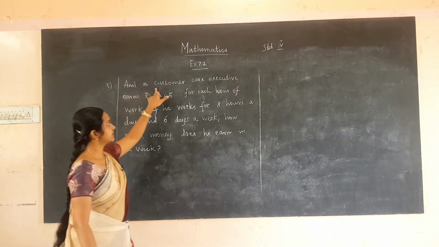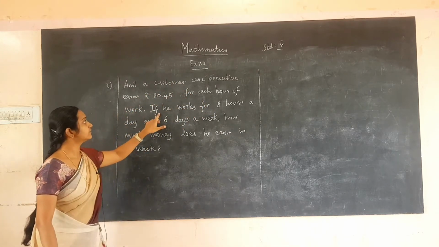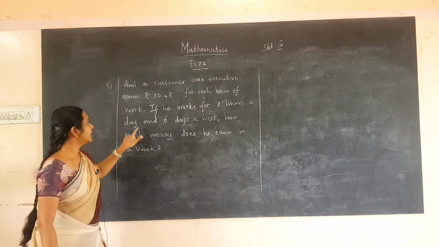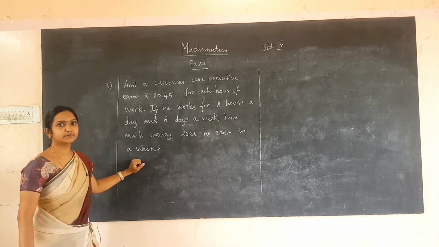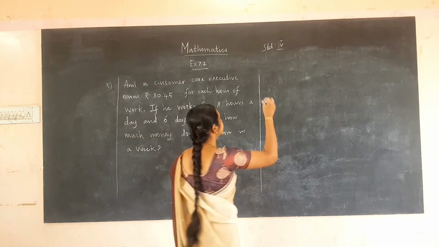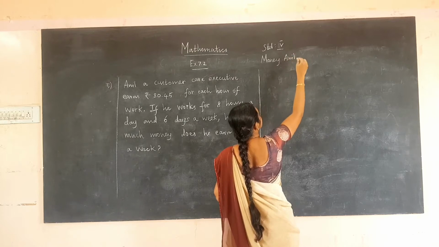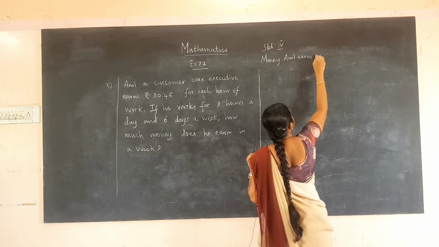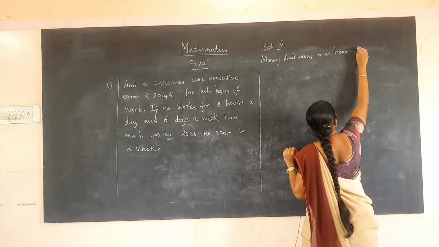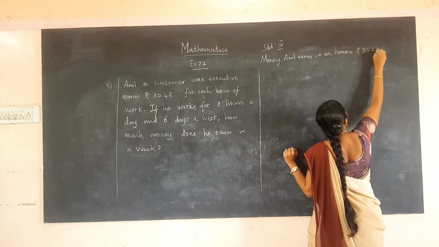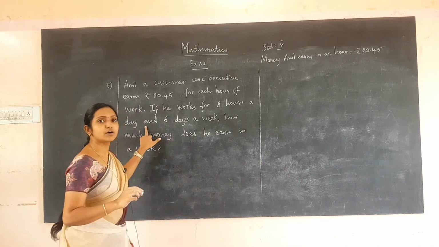Anil, a customer care executive, earns rupees 80.45 for each hour of work. If he works for 8 hours a day and 6 days a week, how much money does he earn in a week? First write what is given. Money Anil earns in an hour is rupees 80.45. And he works 8 hours a day.